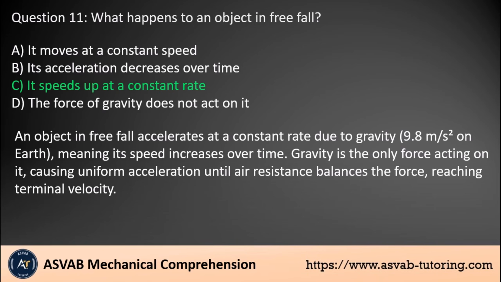Explanation: an object in free fall accelerates at a constant rate due to gravity, 9.8 meters per square second on Earth, meaning its speed increases over time. Gravity is the only force acting on it, causing uniform acceleration until air resistance balances the force, reaching terminal velocity.